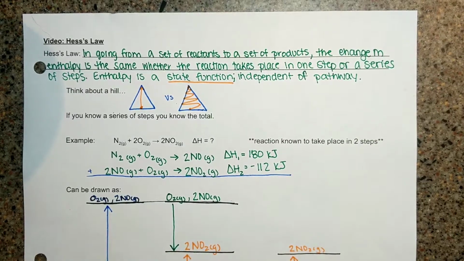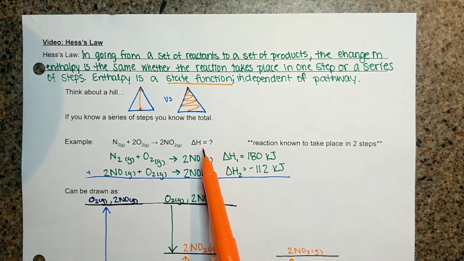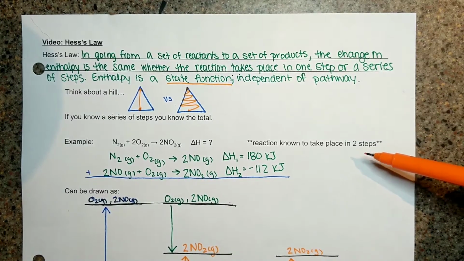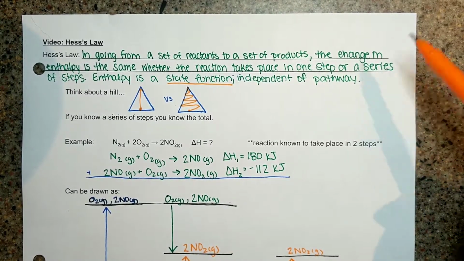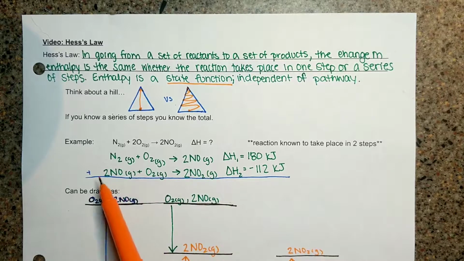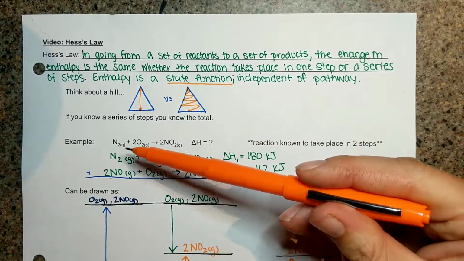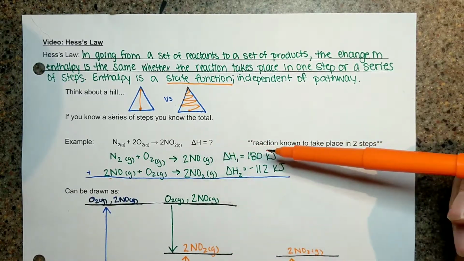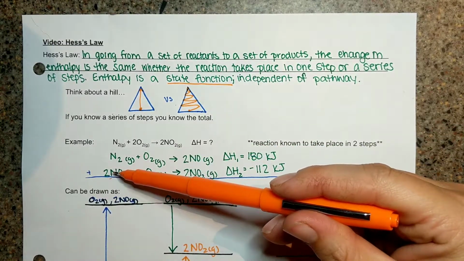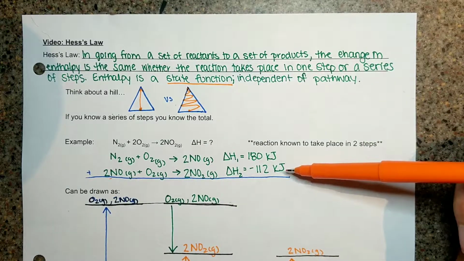So if I were to look at the reaction of nitrogen and oxygen to make nitrogen dioxide, and I wanted to figure out my change in enthalpy for that reaction, I could look up to find out that this reaction takes place in two steps. My first step is my nitrogen and my oxygen combine to make nitrogen monoxide, and then my nitrogen monoxide combines with oxygen to make nitrogen dioxide. My nitrogen and my oxygen combining together requires 180 kilojoules. Then my nitrogen monoxide combining with my oxygen to make nitrogen dioxide releases 112 kilojoules.